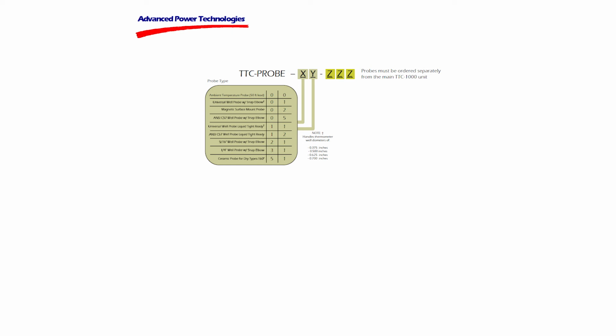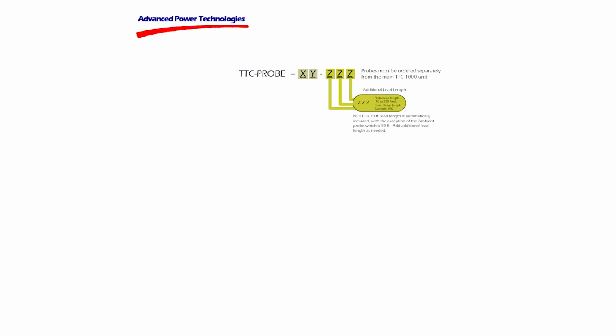For applications where a probe well is not available, commonly in retrofit scenarios, APT also offers a magnetic surface mount probe. The last part of the temperature probe part number corresponds to the lead length, which can be ordered between 10 and 250 feet. By default, lead lengths are 10 feet for all probes other than the ambient temperature probe, which is 50 feet.